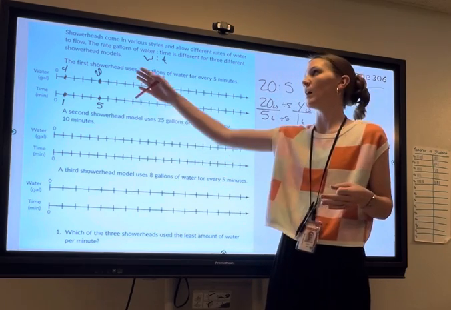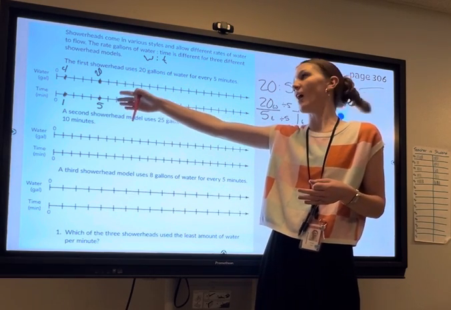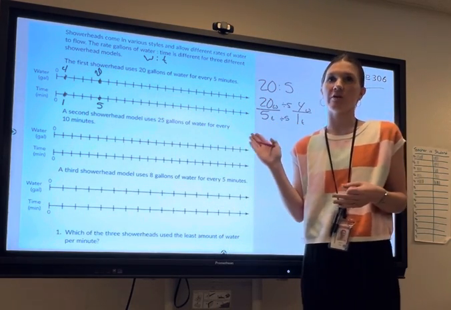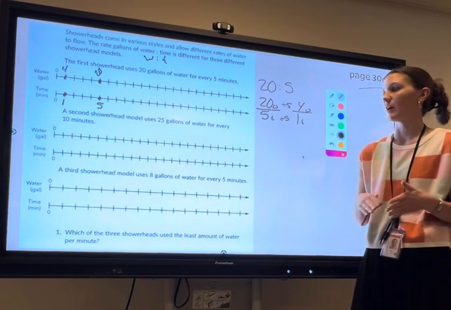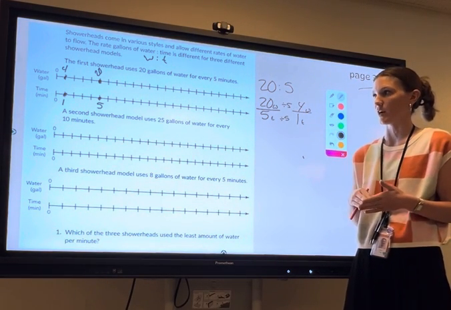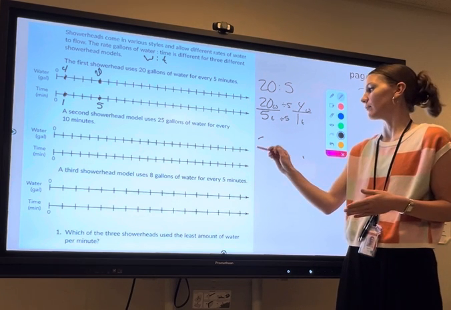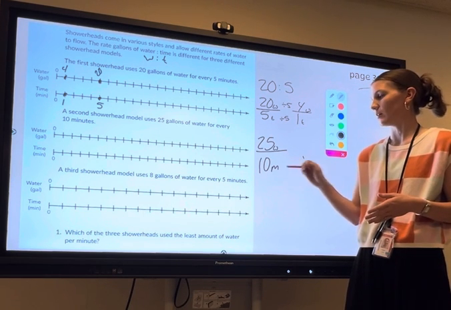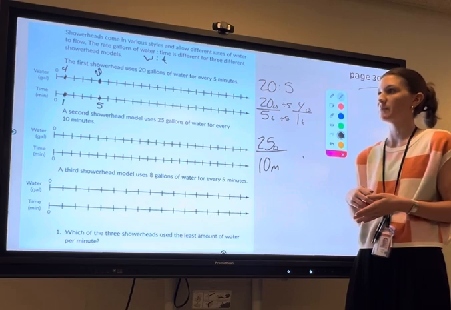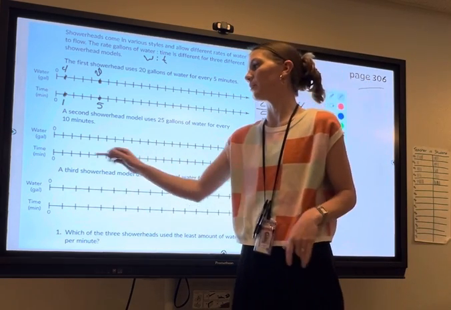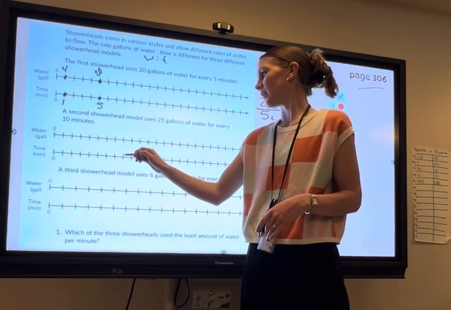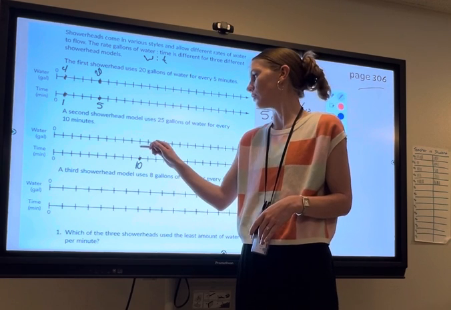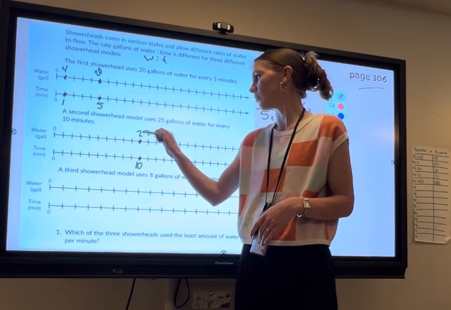So I now know how much shower head 1 uses for 5 minutes. I also know how much shower head 1 uses for 1 minute. Okay, we're going to do this for all of our shower heads. It says the second shower head model uses 25 gallons of water for every 10 minutes. So we have 25 gallons of water for 10 minutes or time, okay? If I wanted to do that, I would put that on my number line. 1, 2, 3, 4, 9, 10, okay? 10 minutes, and that is equal to my 25 gallons, okay?